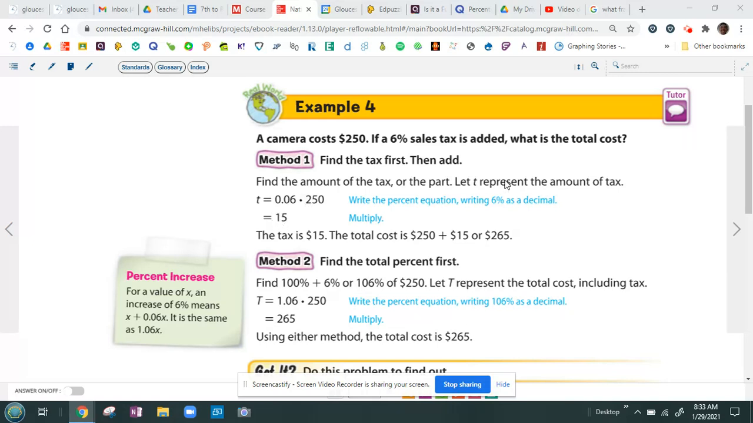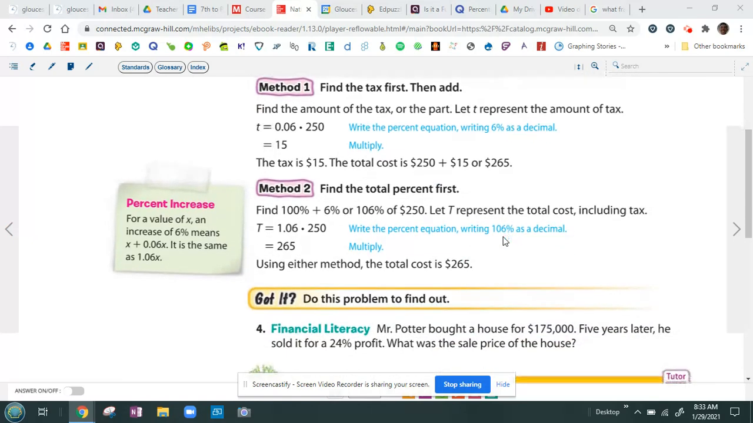So to get the total cost, right, that's what the problem asks for. It doesn't ask for how much tax will you pay, it asks for the total cost. Then you'll have to take that amount of tax that you'll have to pay, and add it to the original cost, and in this problem you get $265.